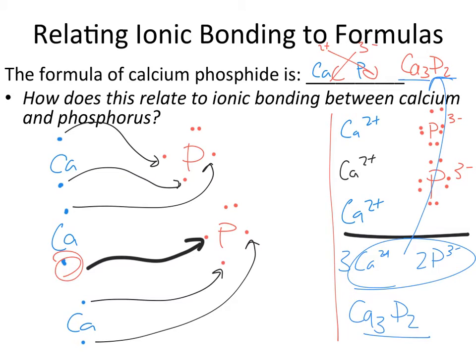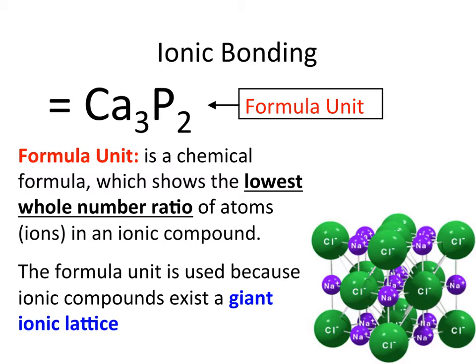Ca3P2. Now that formula that we just created is called a formula unit when we're talking about ionic bonding, because an ionic structure actually forms in a kind of crystal. So they have a constant repeating pattern. And so it's impossible to create the molecular formula or a complete formula for this whole crystal because it actually is not limited by size. So what we do is we create a formula of a common repeating pattern.